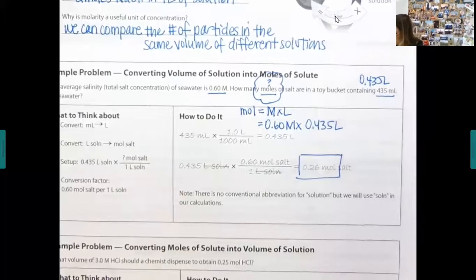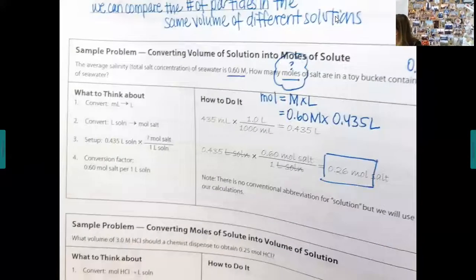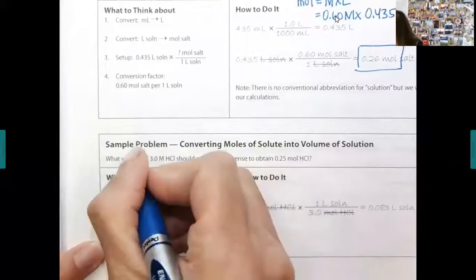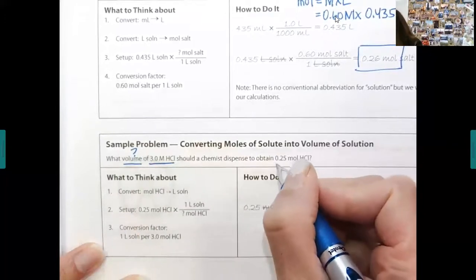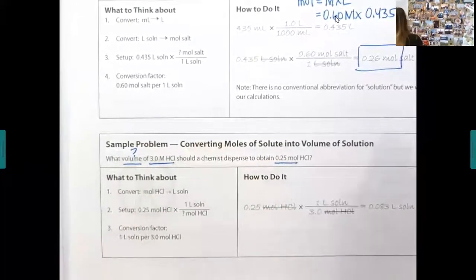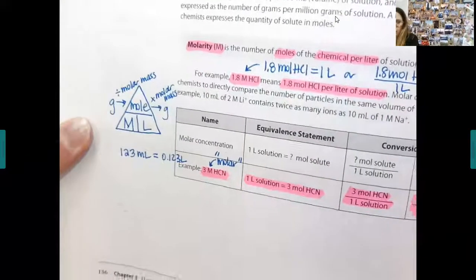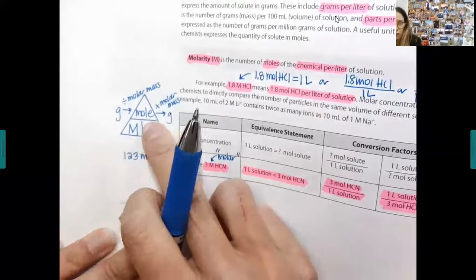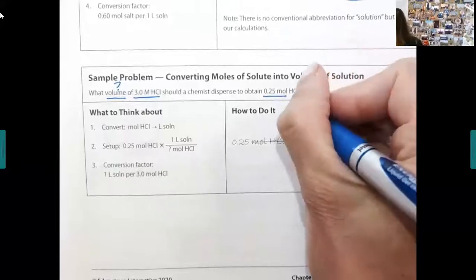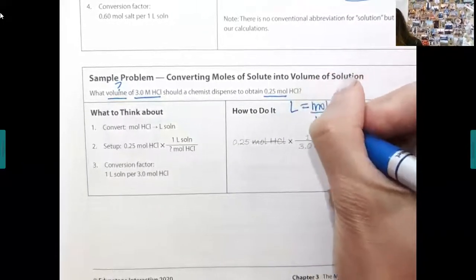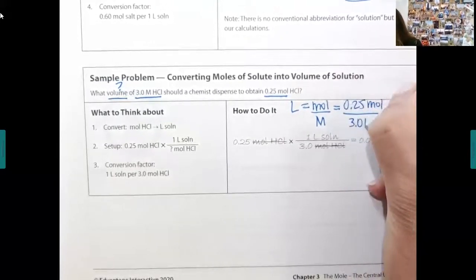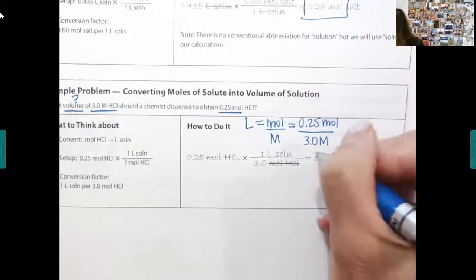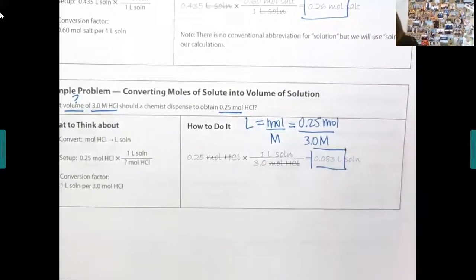Okay? Now, what if we're doing a different type of sample problem, like this one down here, where they want to know the volume of 3 molar HCl that somebody has to dispense to obtain 0.25 moles. If you're solving for volume, come over here to the molarity triangle, cover up the L. You're going to take moles divided by molarity. So that means liters is moles divided by molarity. So it's 0.25 moles divided by 3 molarity. And you're going to end up with 0.083 liters of solution.